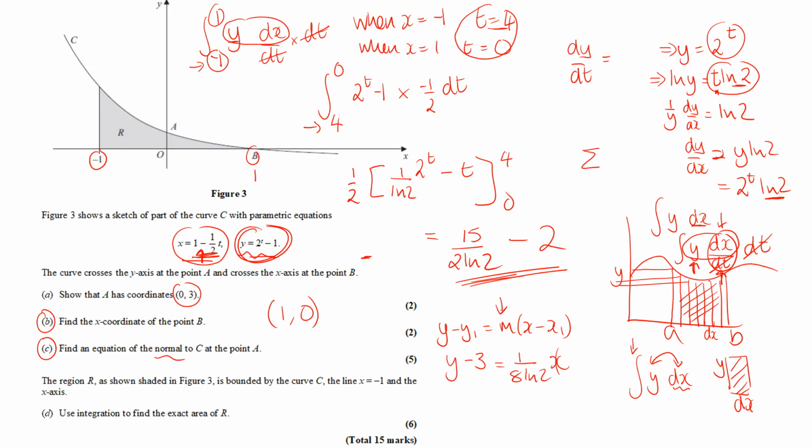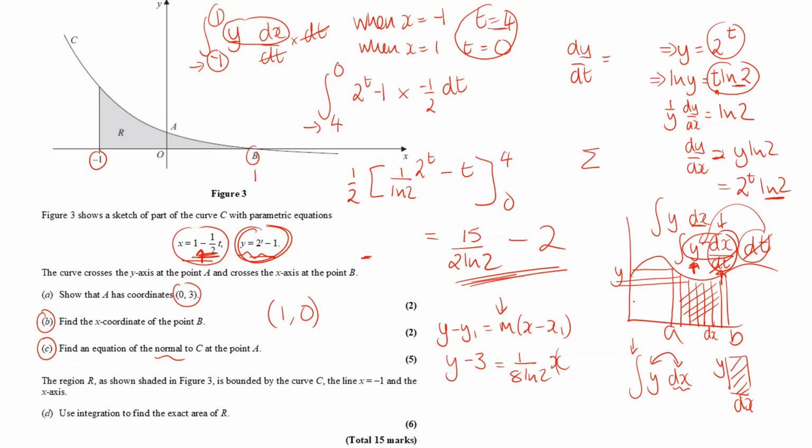So that's why when you do it parametrically, you must have y, and then you must also times by dx by dt, because that allows you to integrate that y with respect to t. You must times by dx by dt before you do it. Does that make sense? Yeah, kind of.